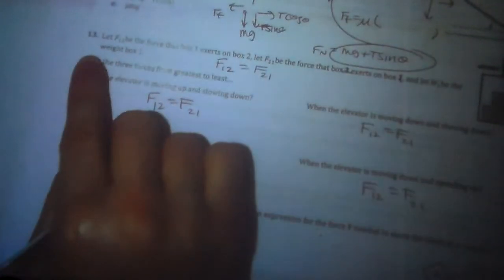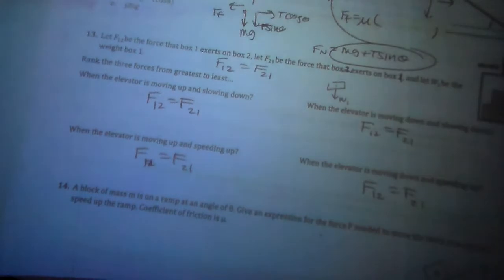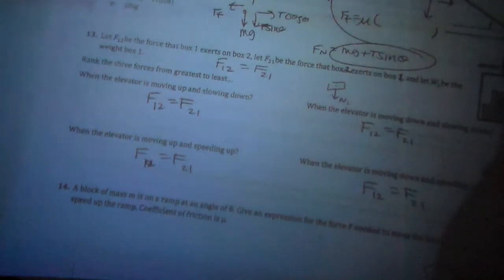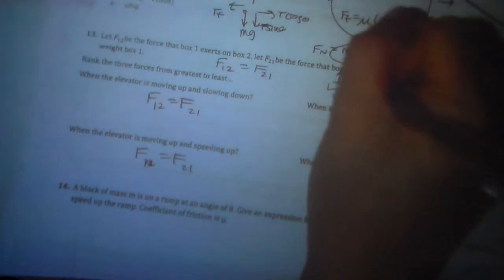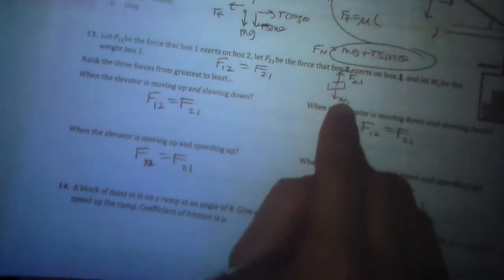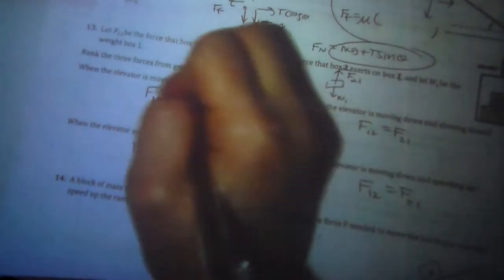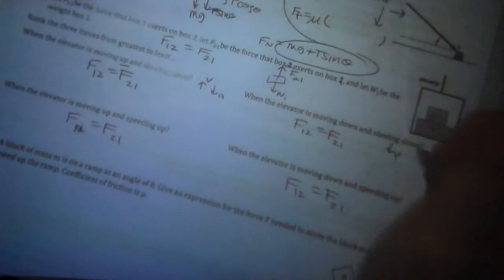Okay, now I'm looking for how does the weight compare. So weight of box 1, if I draw my free body diagram for 1, we've got the weight of box 1 pulling down, and then we've got the force of 2 on 1 pushing up, F2 on 1. Now whether these two are equal or one is greater just depends on the acceleration. So now I'm going to read: moving up and slowing down. Moving up means the velocity is up, slowing down means acceleration is opposite. Moving down means velocity down, slowing down, acceleration is opposite, so up.